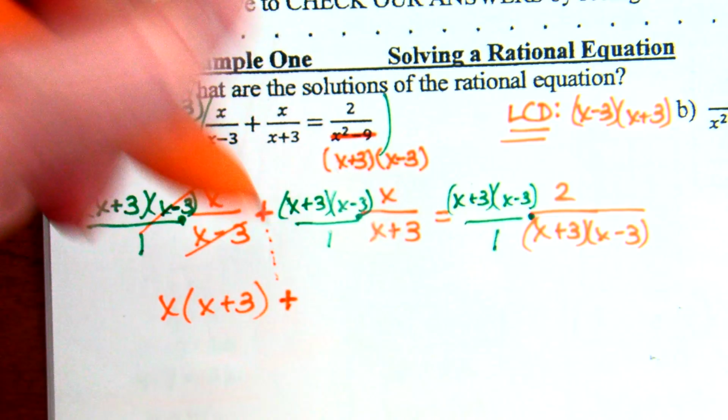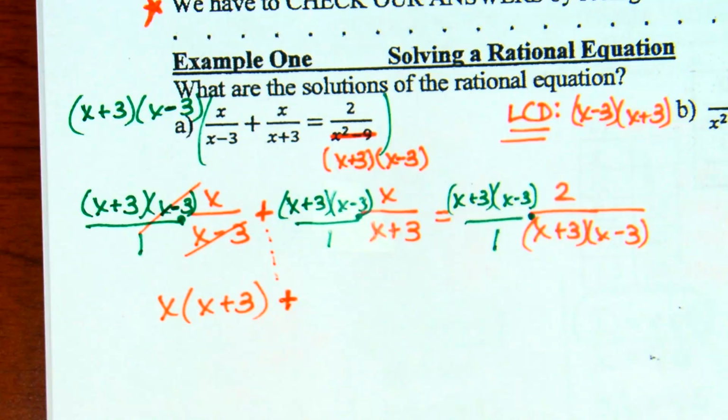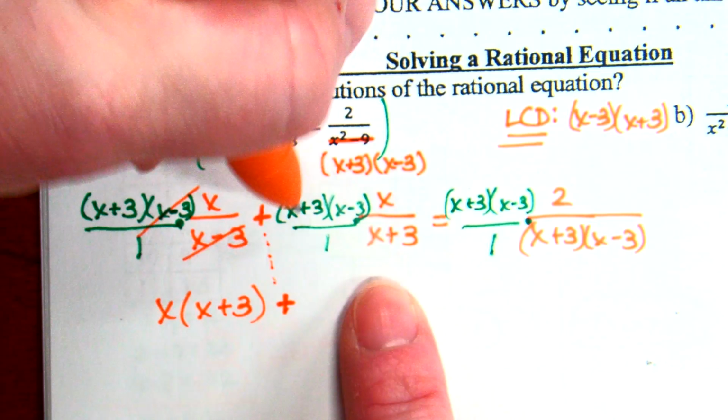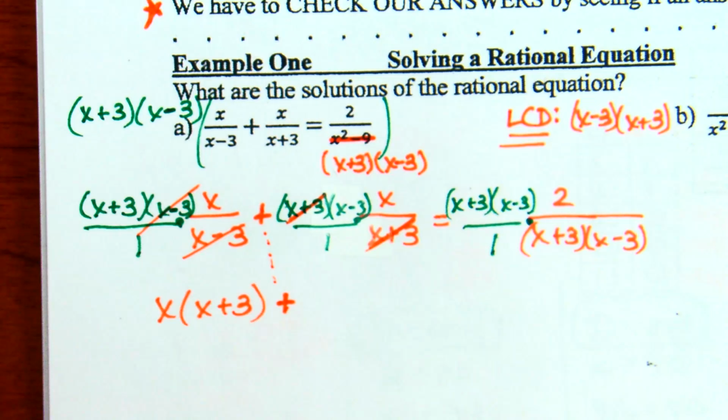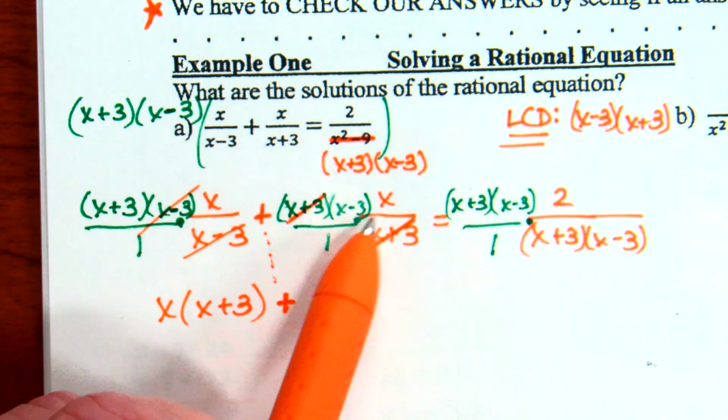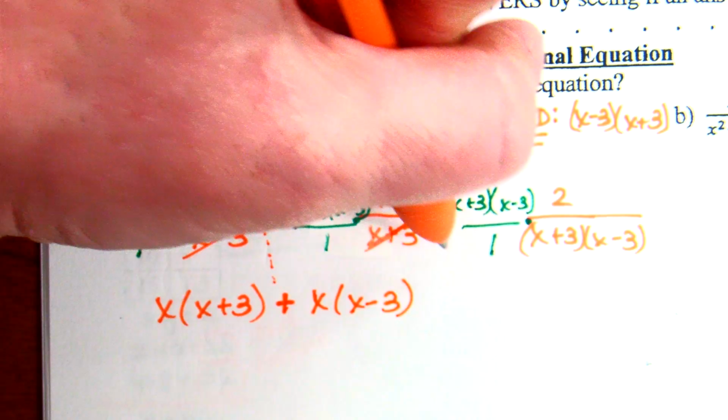Second fraction. X over x plus 3 times x plus 3, x minus 3. What cancels? X plus 3 cancels. What remains? X minus 3 and x. So I'm going to write that as x times x minus 3. Carry down your equal sign. Are you getting the idea of what I'm doing?